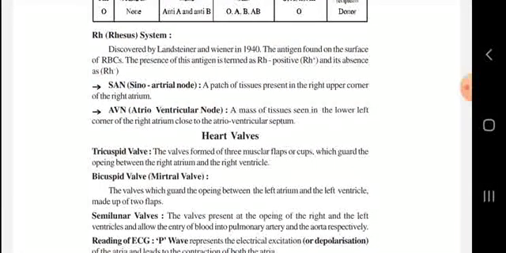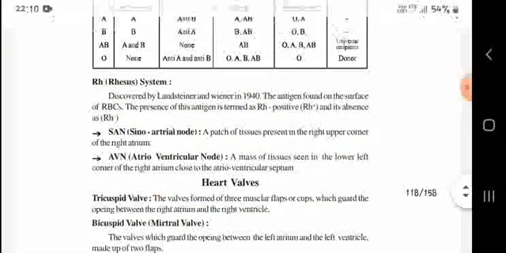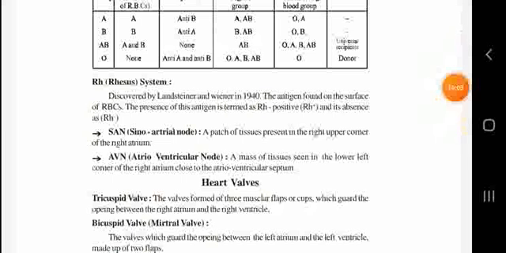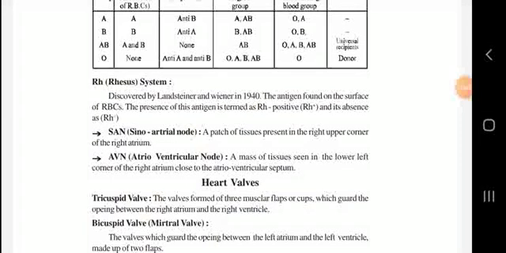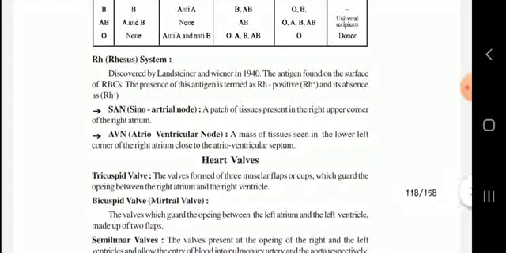Next, the Rh system. It was discovered by Landsteiner and Wiener in 1940. The antigen is found on the surface of RBCs. The presence of the antigen is Rh positive and the absence of the antigen is Rh negative.